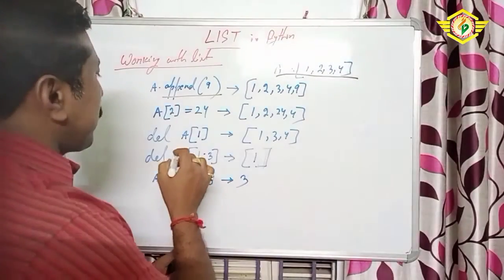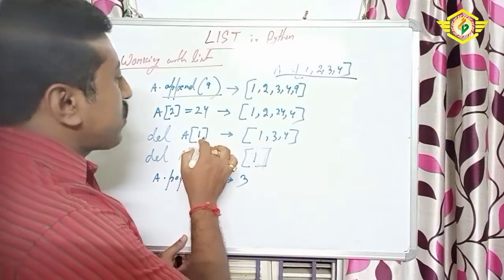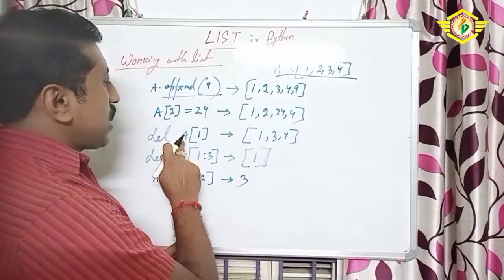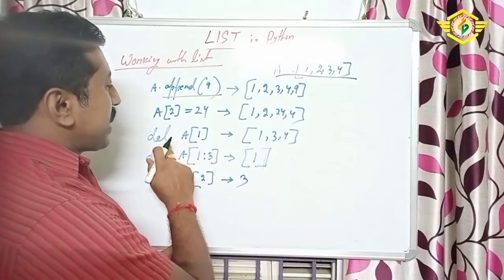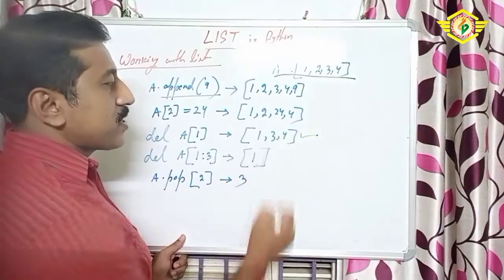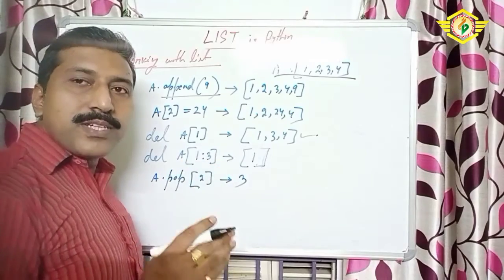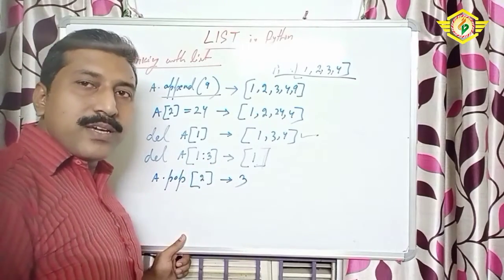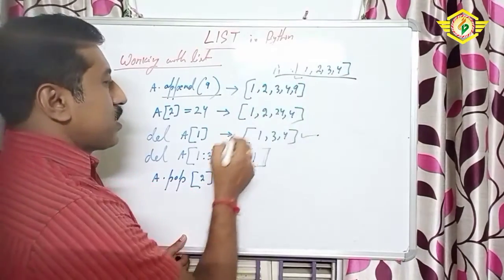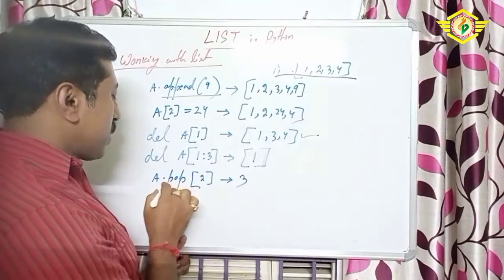Next you will see del. If you want to delete something, I write del a[1], where this is index 0, this is 1, this is 2, this is 3. So del a[1] means the element at position 1, which is 2, will be removed, and the output will be 1, 3 and 4. If I write del a[1:3], it will go from position 1 up to position 3, so 2 and 3 will be removed, and finally the output will be 1 and 4.